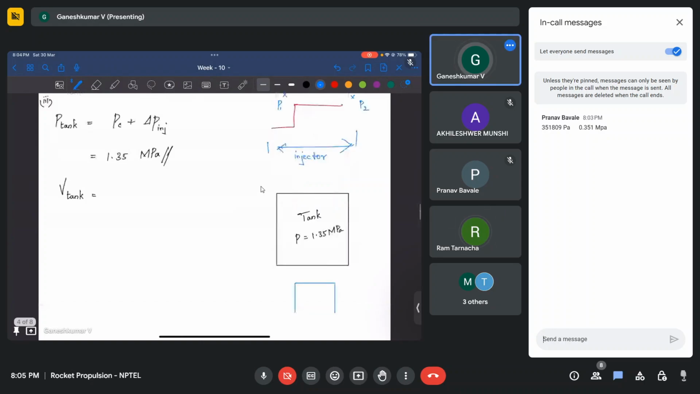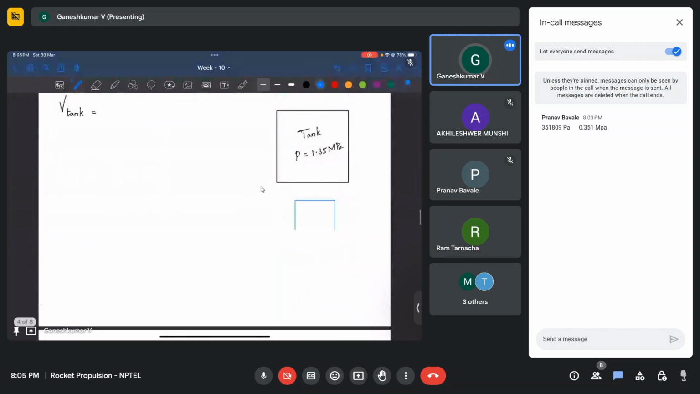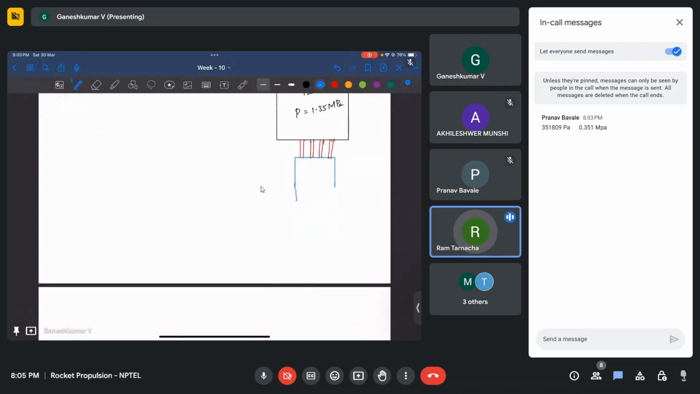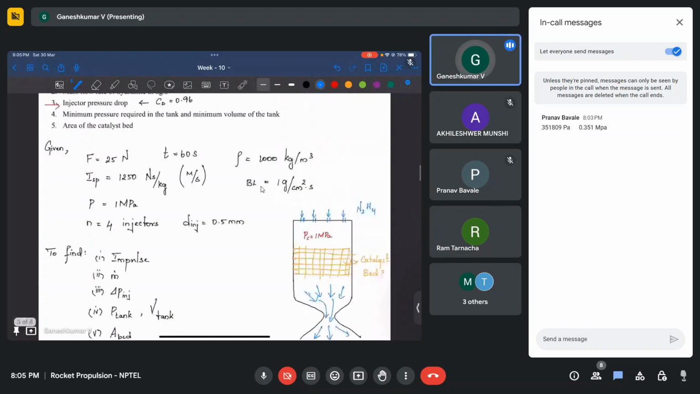So the tank is directly connected to the injector. Tank and the combustion chamber are connected together, right? There is no pump here. We don't need a pump. There is actually no pump. It's also not given in the question that there is a pump. And usually a monopropellant rocket will not have pumps basically.